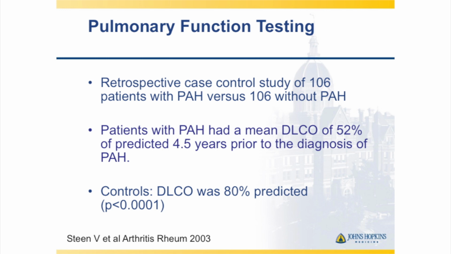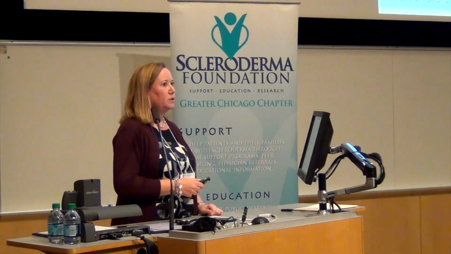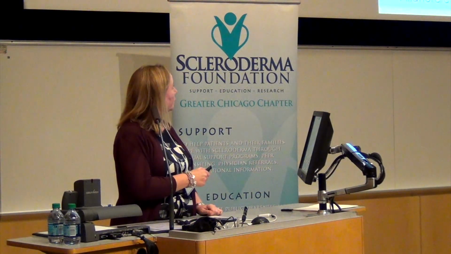I showed you already that people had a low DLCO years before they were diagnosed with pulmonary hypertension. That tells us that there is a biologic, probably a measurable biologic process going on before somebody clinically comes to us with pulmonary hypertension. And this proBNP, which is a marker of stretch or strain on the heart that is measurable in the blood, is also elevated before somebody clinically presents with pulmonary hypertension. So both of these, the proBNP and DLCO, are things that we are using clinically now to help us find that person who is going to have pulmonary hypertension. So we can pick it up early.